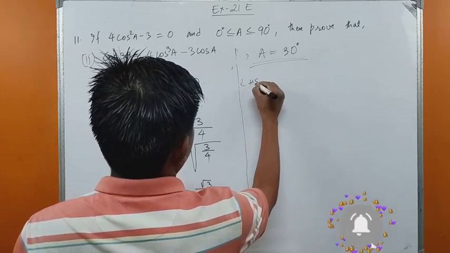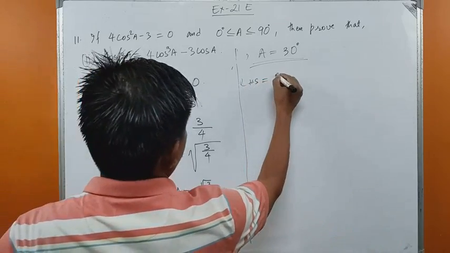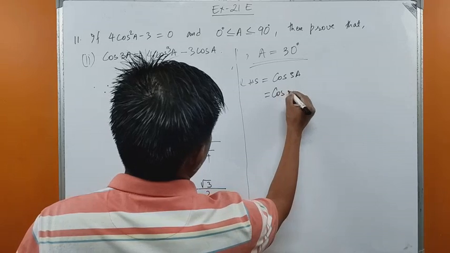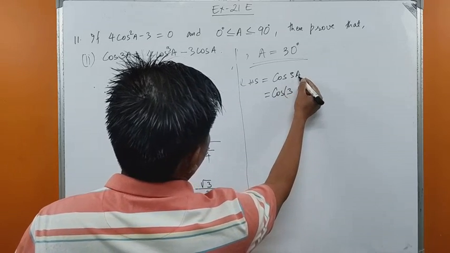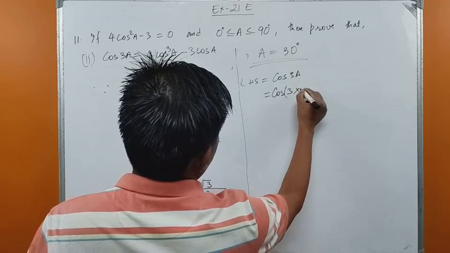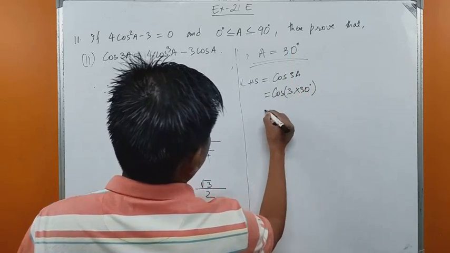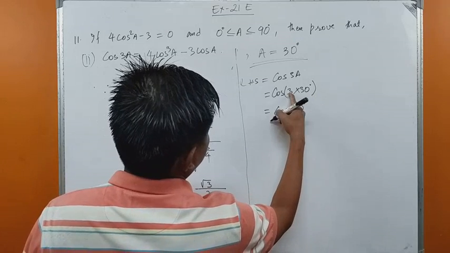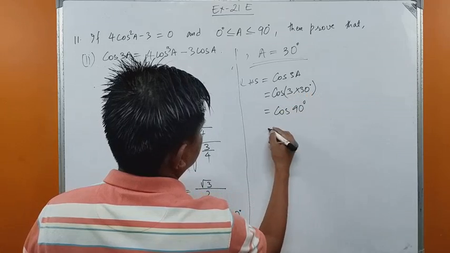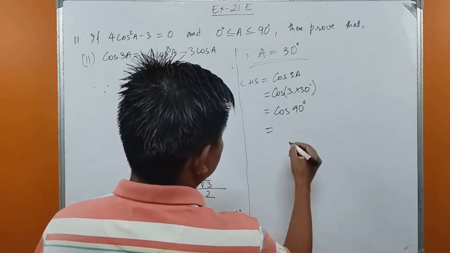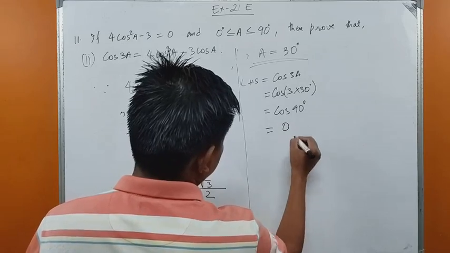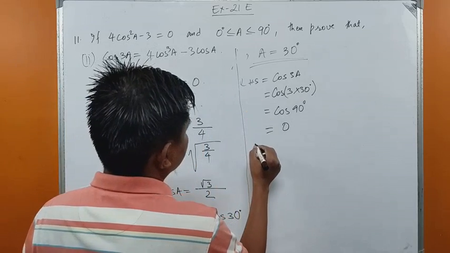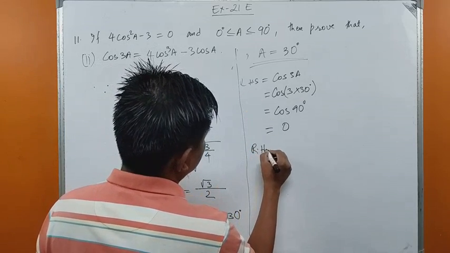LHS equals cos 3a, isn't it? So cos 3 into a, where a means 30 degree. So this is cos 3 into 30, which is 90 degree. 3 times 3 is 9, 3 times 0 is 0. Okay, so cos 90 means 0, isn't it? Cos 90 means 0.